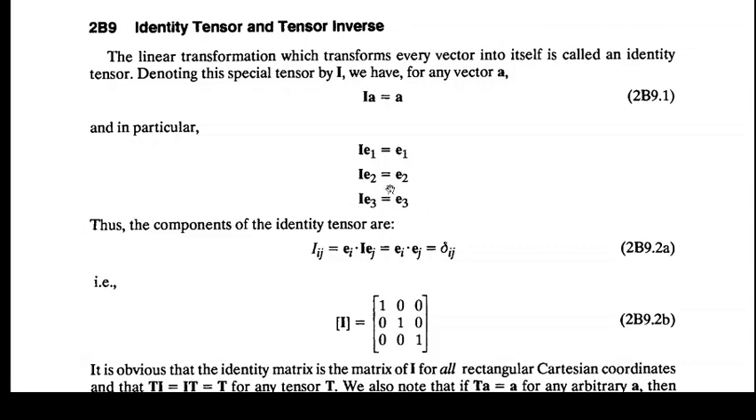So from this you can write its components: 1 0 0, 0 1 0, 0 0 1. And also in this way you can write Iij is equal to Ei dot Iej, and this is Ej because I is identity, so Ei dot Ej is equal to delta ij.